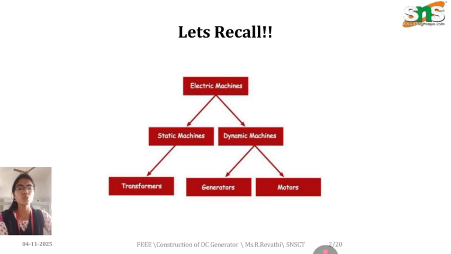It has two classifications. First one is static machines and another one is dynamic machines. Static machines is a transformer, and which comes under dynamic machines are generators and motors. Why? Because transformer is a static device. It doesn't have any rotating part, whereas in generator and motor, a rotor is a rotating part present, whereas the stationary part is your stator. Without any rotating part, one form of energy is converted into another form of energy only in transformer, so that is known as a static device.